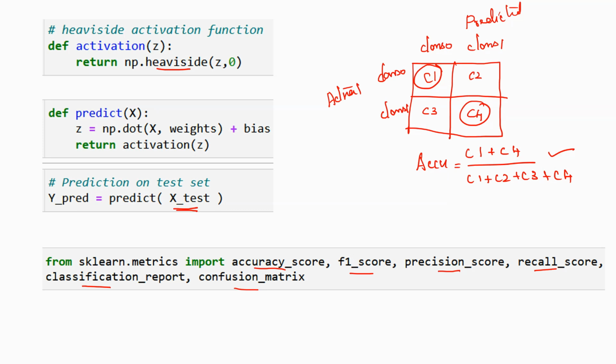So I hope you all get a clear idea how the single layer perceptron algorithm works in order to solve a binary classification problem.